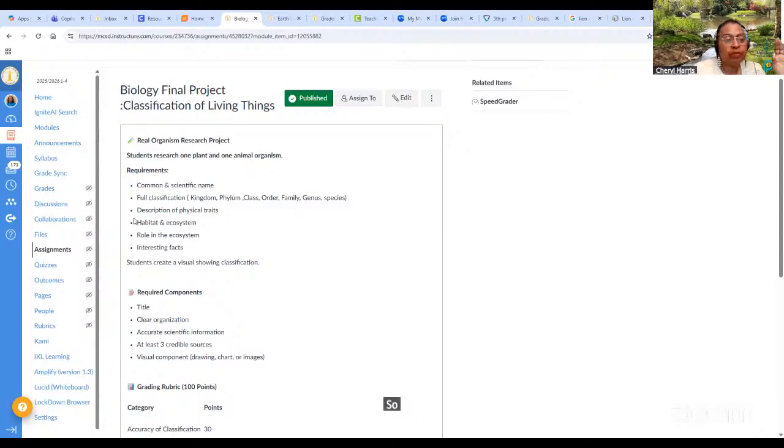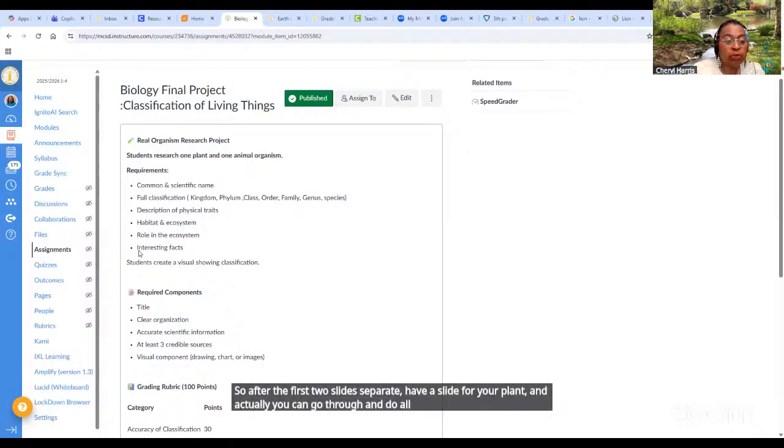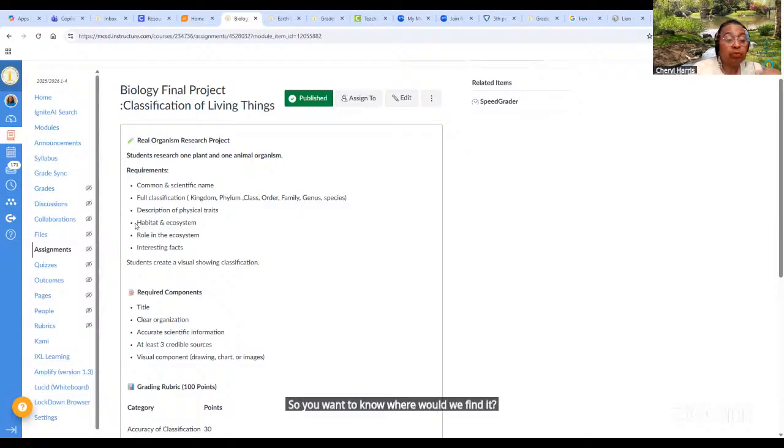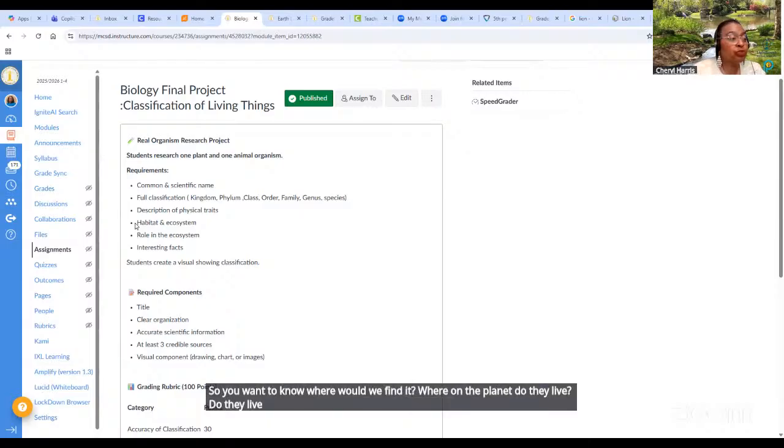So after the first two slides, separate, have a slide for your plant, and actually you could go through and do all these three questions back to back, and then go back and do your animal and do these three questions for that animal. So you want to know, where would we find it? Where on the planet do they live? Do they live in the garden, the tree, in the water?